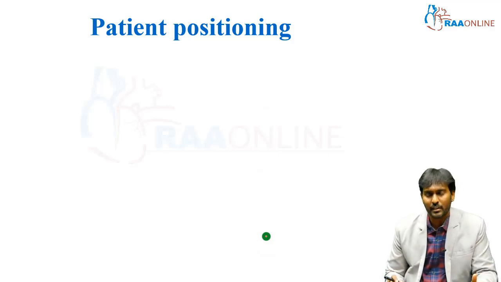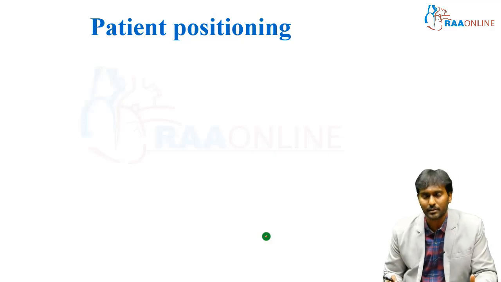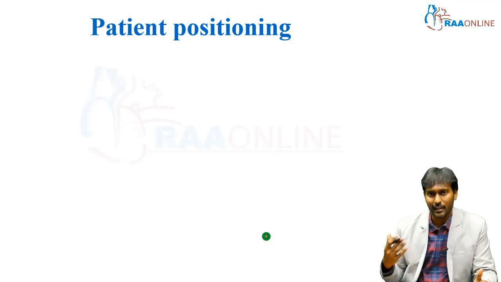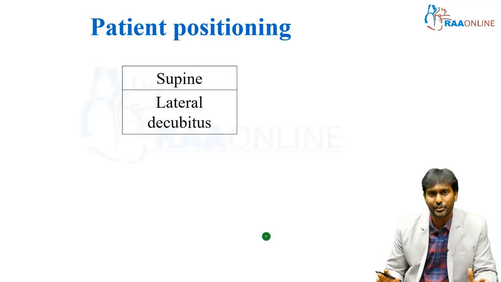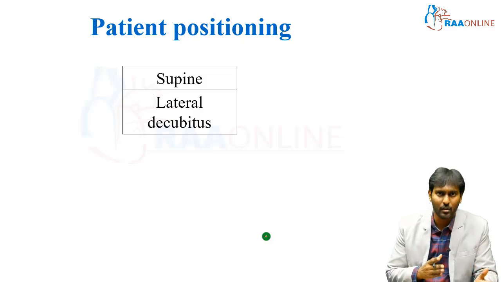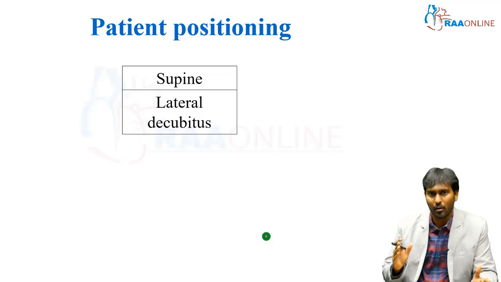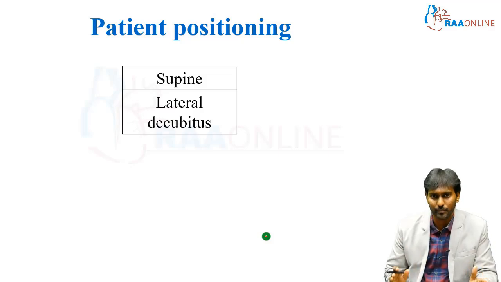Why is patient positioning very important in case of a thoracic incision? Because depending on the type of thoracic incision, we have to position the patient in such a way that we are able to address that particular part of the thoracotomy. So basically, the position in case of any thoracic surgery, you can divide it into either supine or lateral decubitus. Of these two positions, lateral decubitus is the most commonly used position.